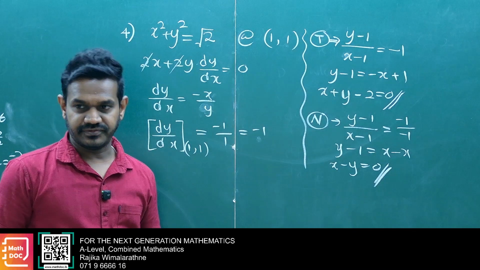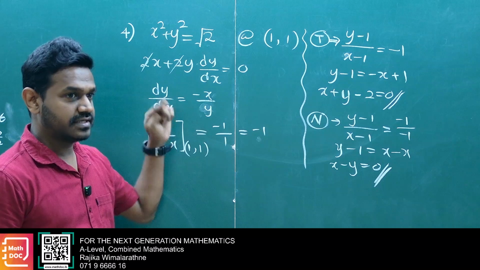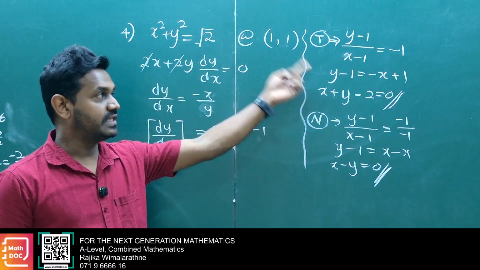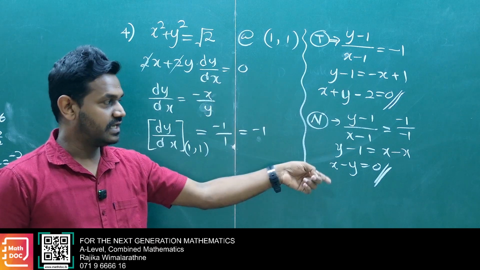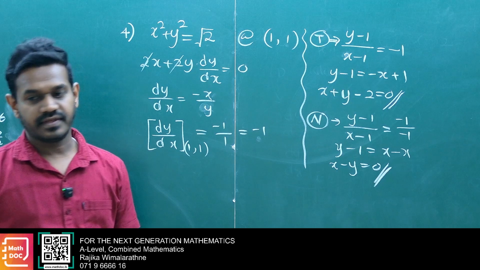But anyway, we know how to differentiate. Then you differentiate, find dy by dx, substitute the point and find the gradient of the tangent. By that, write the equation of the tangent and the equation of the normal. Complete.